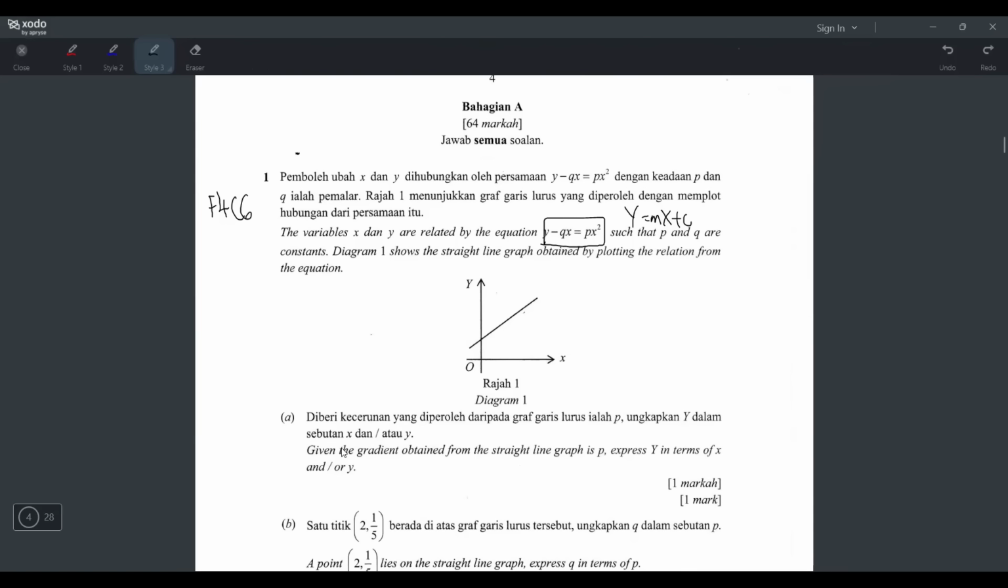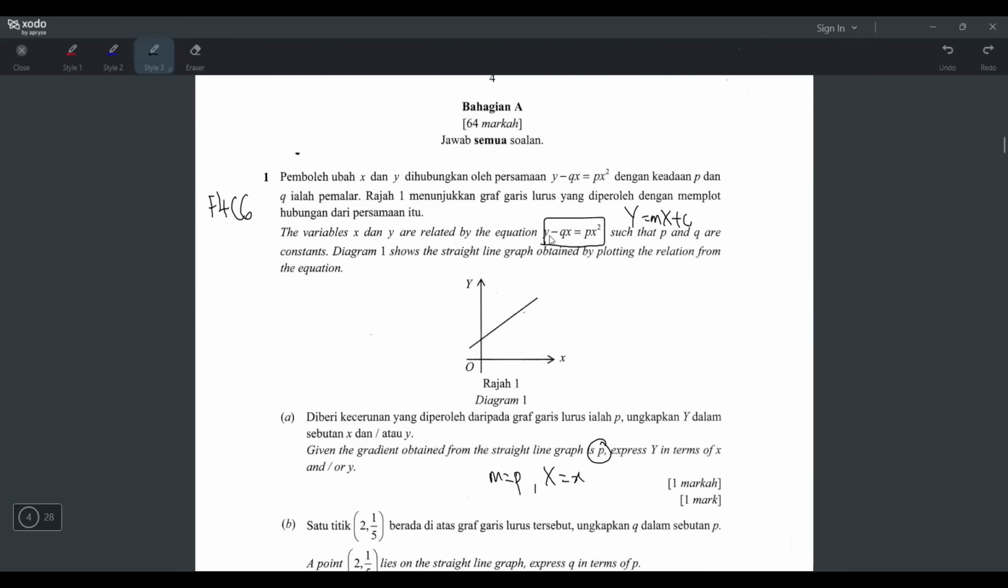And then (a) says, given the gradient obtained from the straight line graph is p. So that's the gradient. So the gradient must be p. Express big Y in terms of small x and or small y. All right, so we have two pieces of information here. We want our gradient to be p and we want our x-axis to be small x. Yeah, the y-axis I don't know because they put a big Y there. So we don't know what's the y-axis.